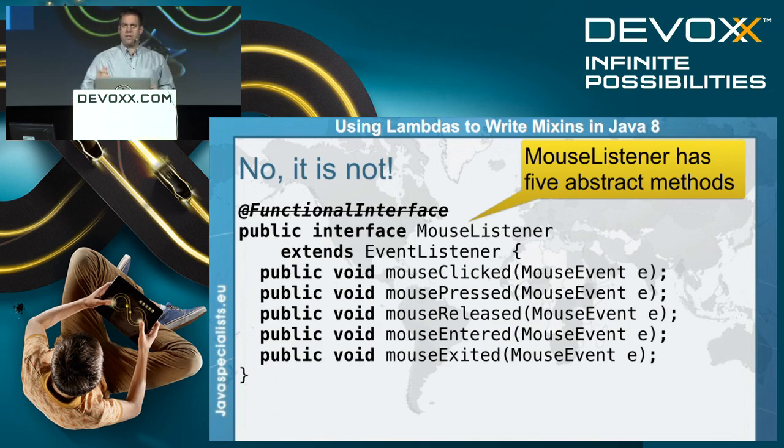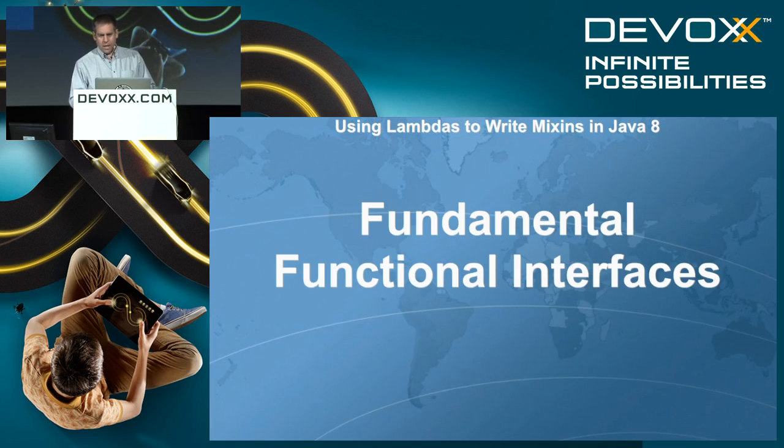Like, let's add a MouseListener to a button. For that, you can't use lambdas. And I got really confused when I saw this for the first time. Now, I want to look at some of the fundamental functional interfaces that we have available for use.